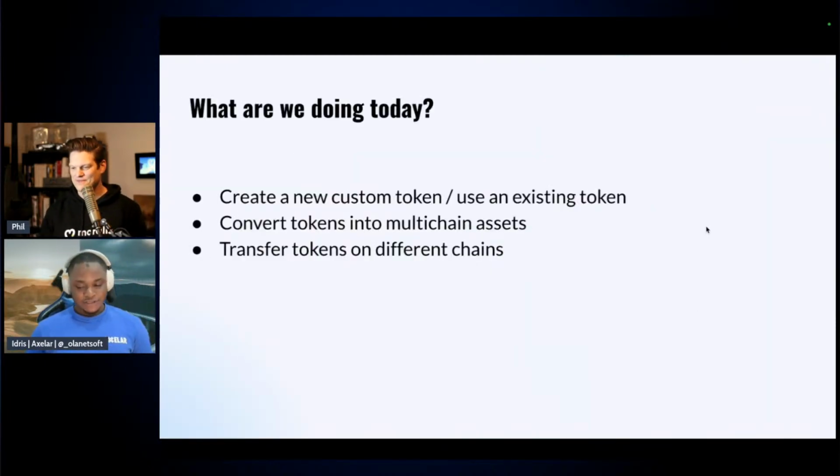All right, so what are we doing today? So just to give you an overview of what this entire session and presentation will be all about. First, we'll talk about creating new interchain tokens. Creating new custom tokens, right? Either it's a brand new one that we'll be creating, or we'll use an existing token. And also, we'll talk about converting those tokens into multi-chain assets. And then finally, we'll test out transferring those tokens on different chains. And I'm also going to show you guys how you can add liquidity directly to those tokens that you deploy on all the different chains, right?